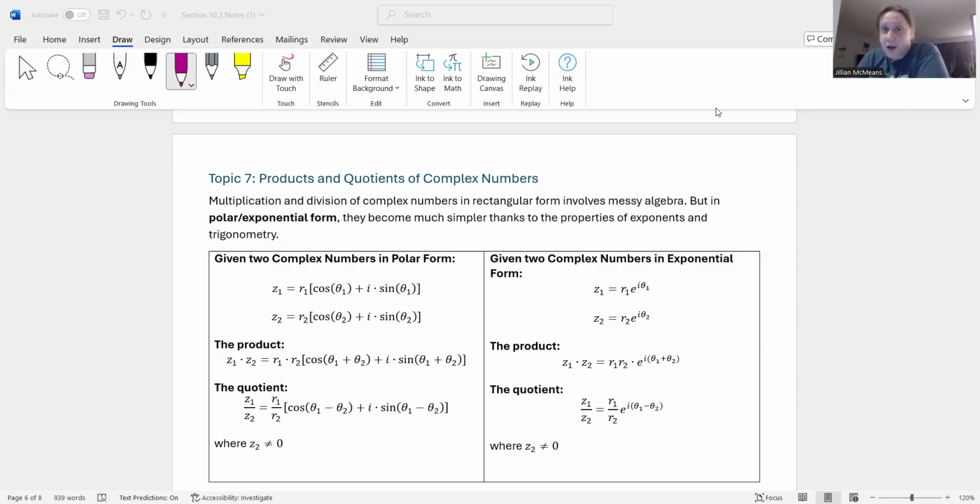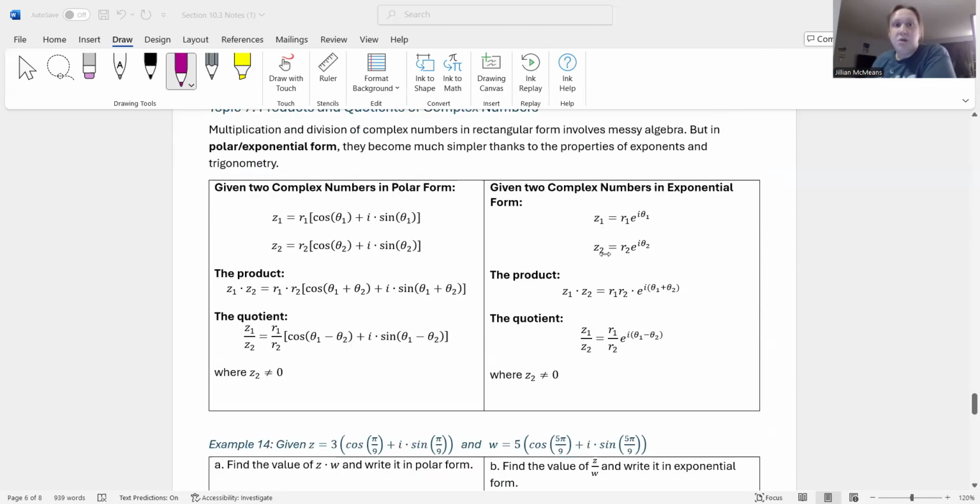But luckily for us, if we're in polar or exponential form, we have a really easy way to multiply and divide complex numbers, okay? It just involves multiplying or dividing our r values and then either adding or subtracting values for theta, okay?